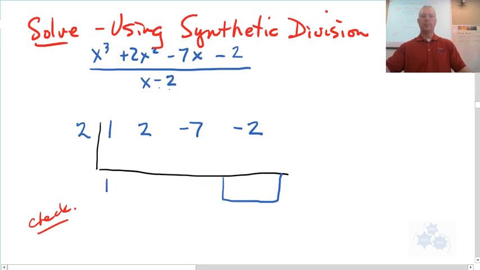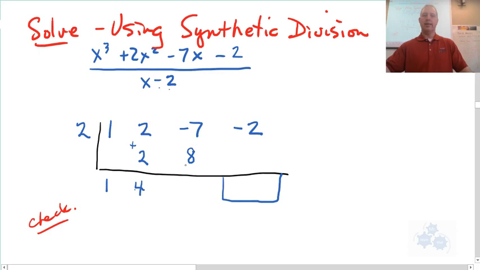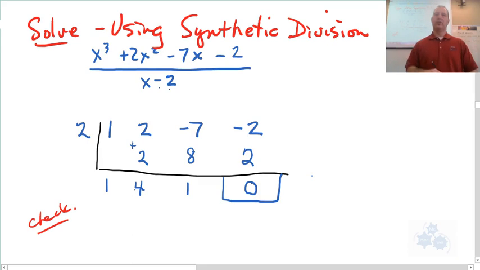Drop the 1, multiply, put the answer there. Add, put the answer there. That's one cycle. Again, multiply the 2 times the 4 now. Put the answer there. Add, put the sum right there. Again, third time, 2 times 1 is 2. Put the answer there. Add, put your number there. That's going to be your remainder.